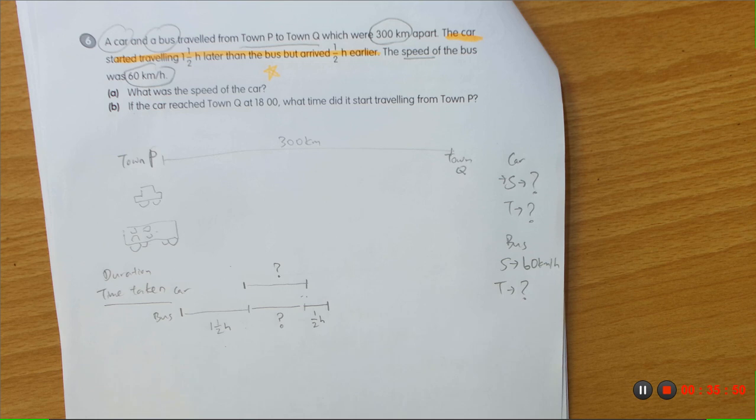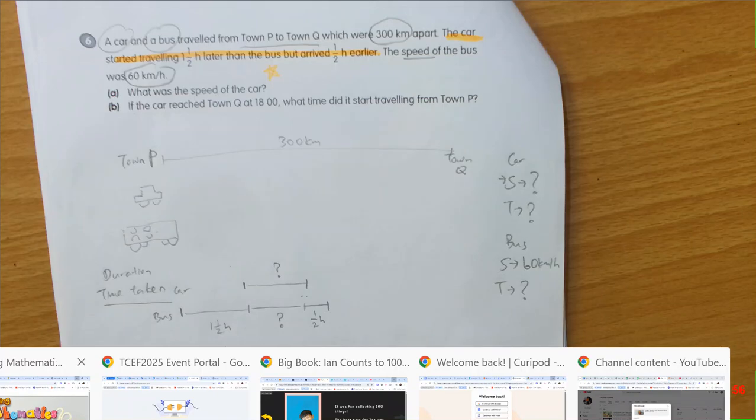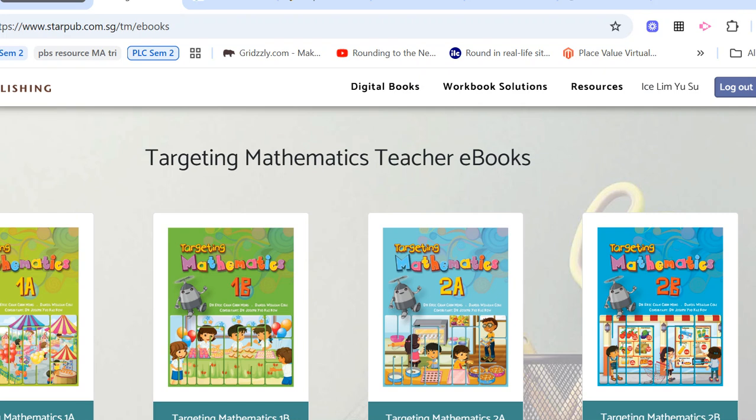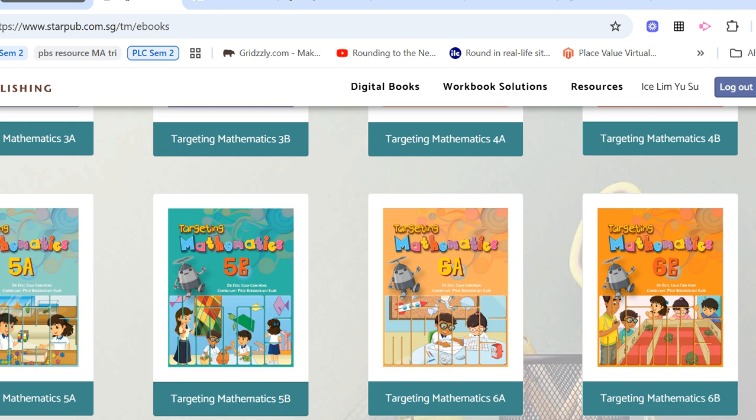Question, you have the answer? Let's tell me your answer. Sorry? Your answer? 90 kilometers per hour. How do you get that? 60 plus 30. Why 60 plus 30?